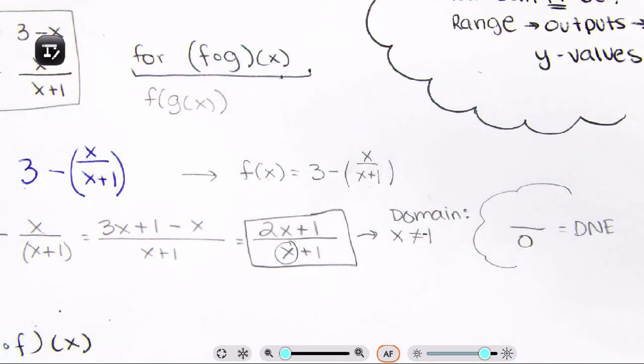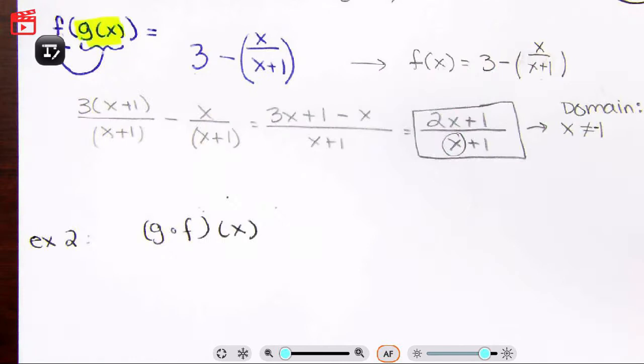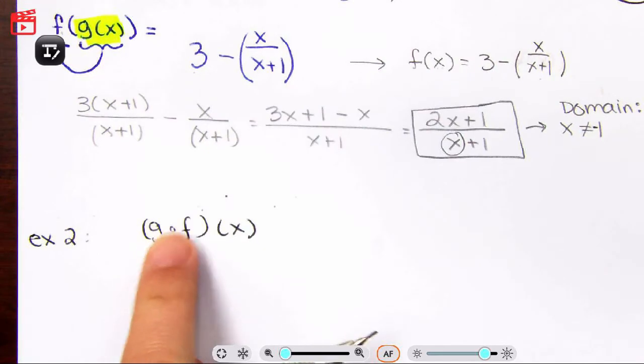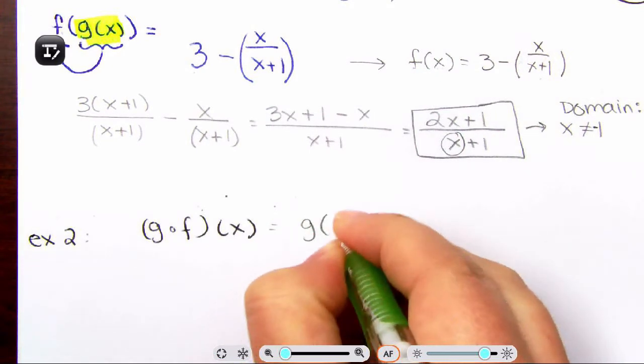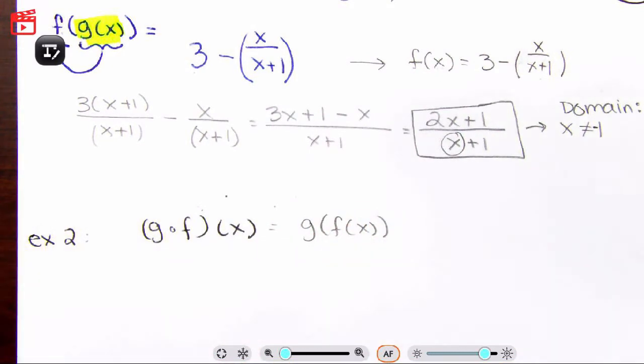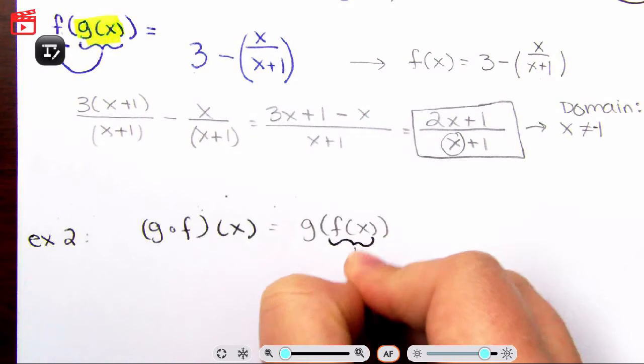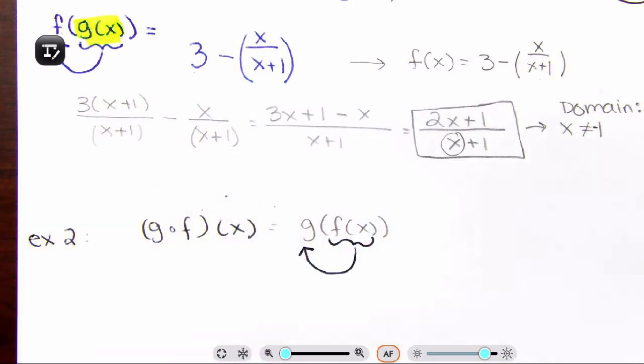All right, let's do another example. This time we're taking g of f of x. So again, g of f of x. What that means is I'm taking my f of x and I'm putting it into the g function.